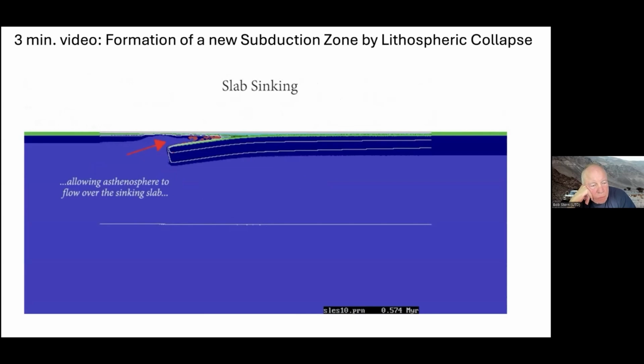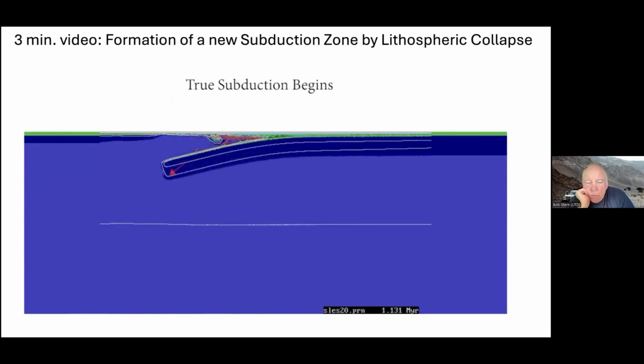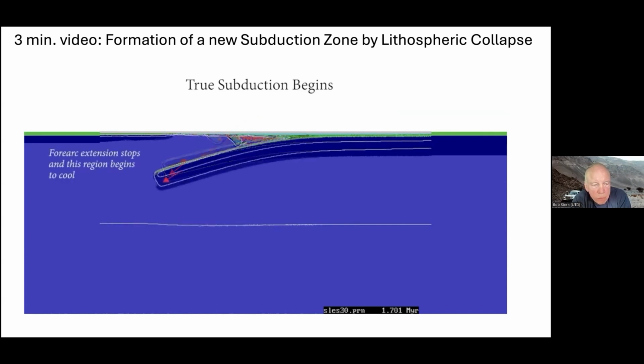Eventually, the asthenosphere begins to flow over the sinking slab, where it partially melts to form new oceanic crust by seafloor spreading. This eventually becomes the forearc. It is also where most ophiolites form. As the slab continues to sink, it encounters increasing resistance from the underlying mantle and begins to move down dip. This is where true subduction begins.